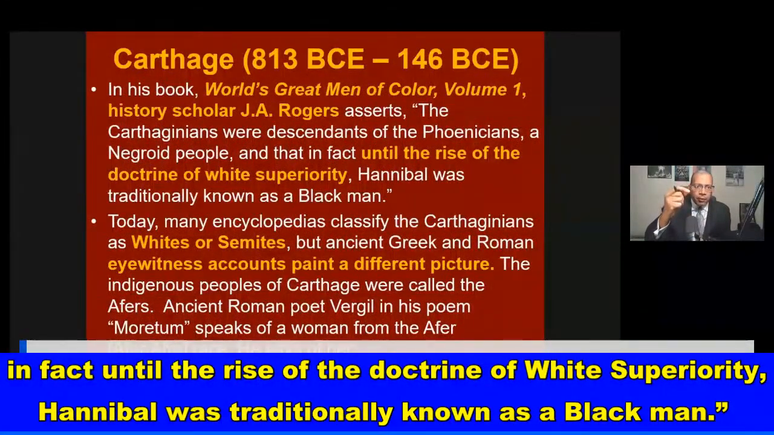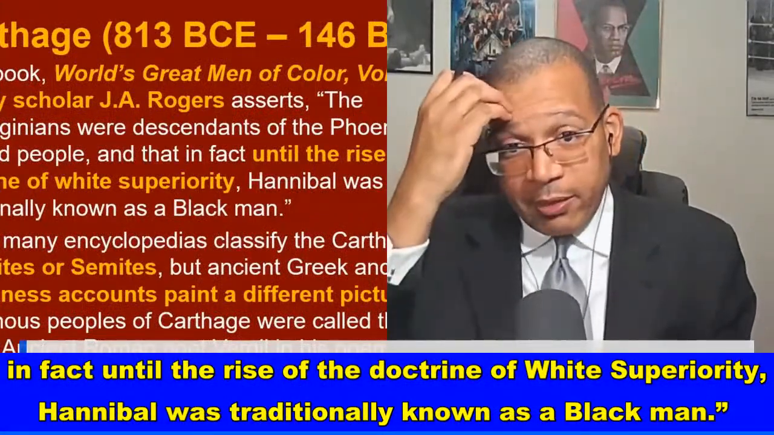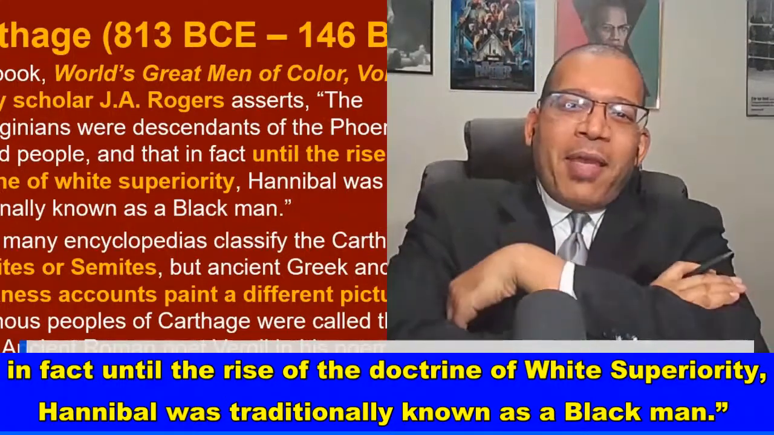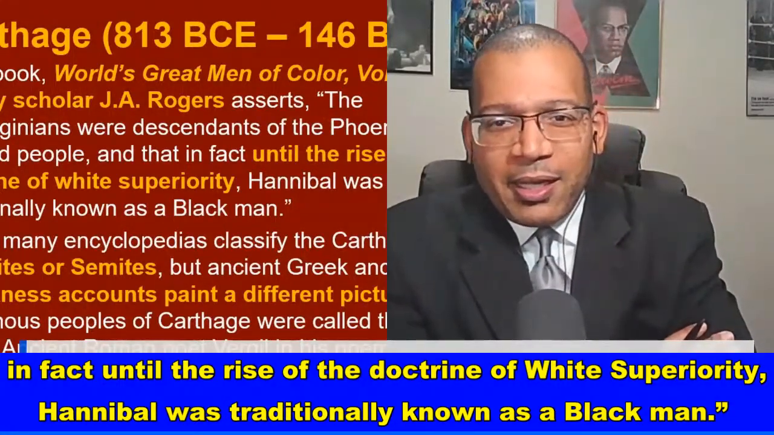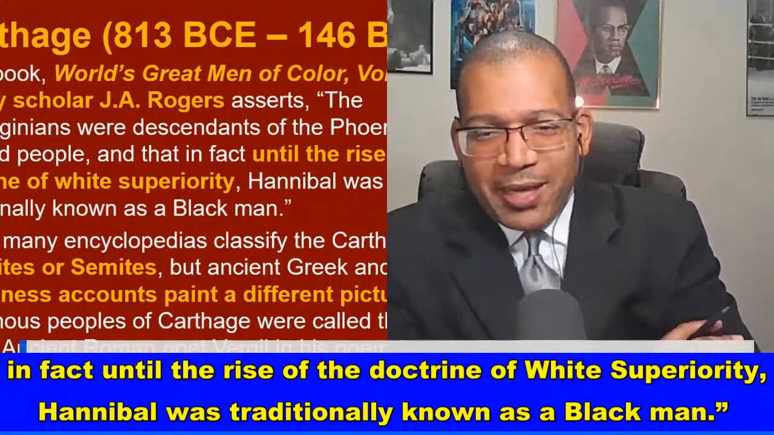Okay, so J.A. Rogers in World's Great Men of Color, Volume 1, said that the Carthaginians were descendants of the Phoenicians, a Negroid people, and that, in fact, until the rise of the doctrine of white superiority, Hannibal Barca was traditionally known as a Black man. Now, some people may be confused. They may be thinking about Hannibal on the A-Team with B.A. Baracus and the Face Man and Murdoch or something like that. They may be thinking of George Peppard as Hannibal, or they may be thinking of Hannibal Lecter. But no, Hannibal Barca was Black African. He was not a European.